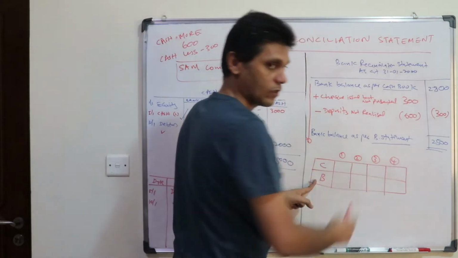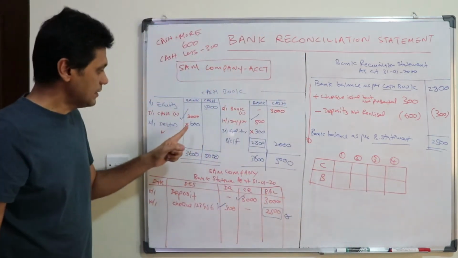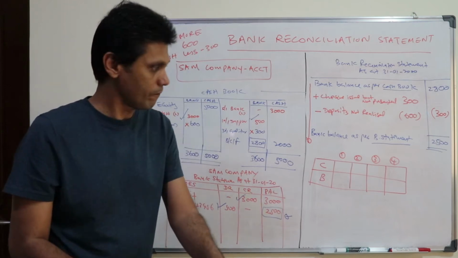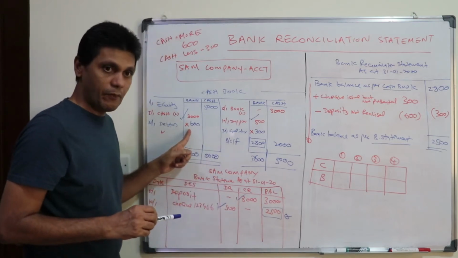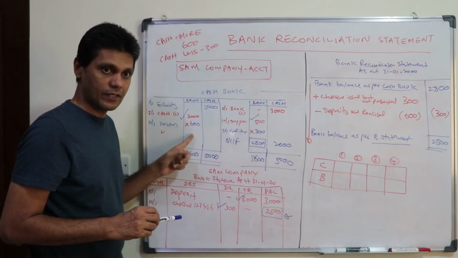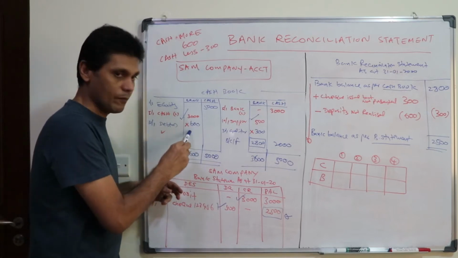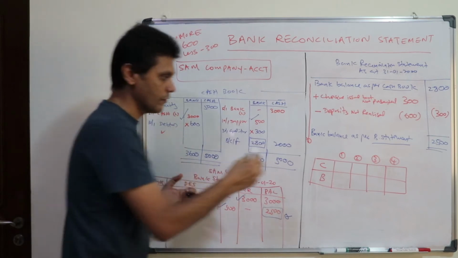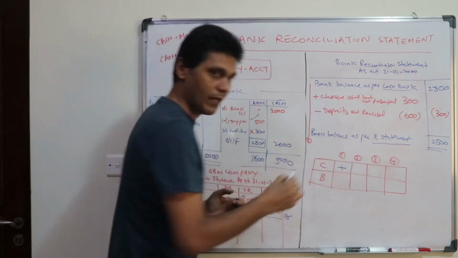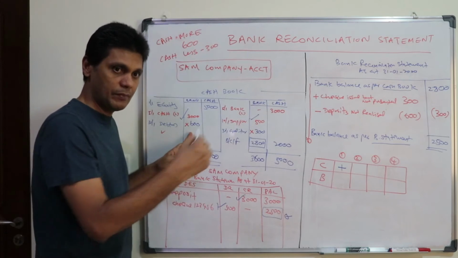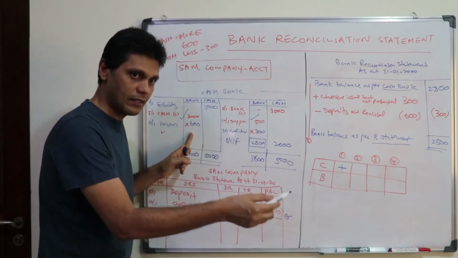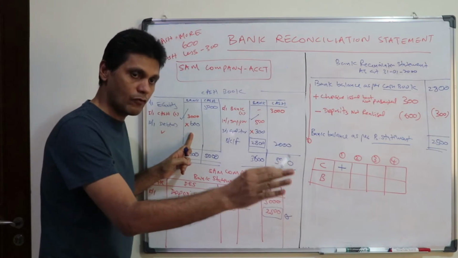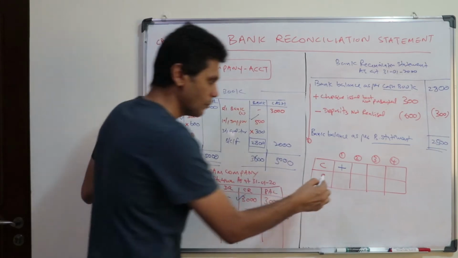You need these columns. In this case, we have only two differences. What is the difference? First one, we deposited 600. Did we debit our bank account? Yes. So therefore our balance is more. More means plus. Has it been realized in the bank? Has the bank credited our account? No. So therefore balance is less. So put minus.